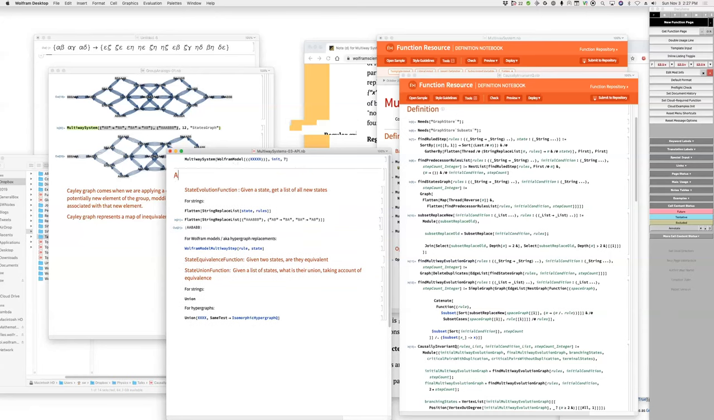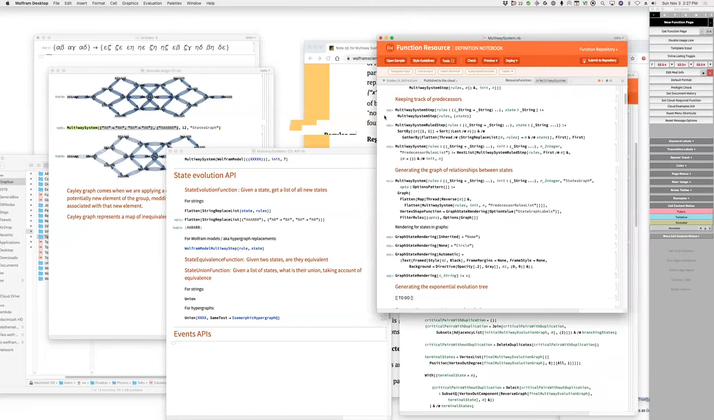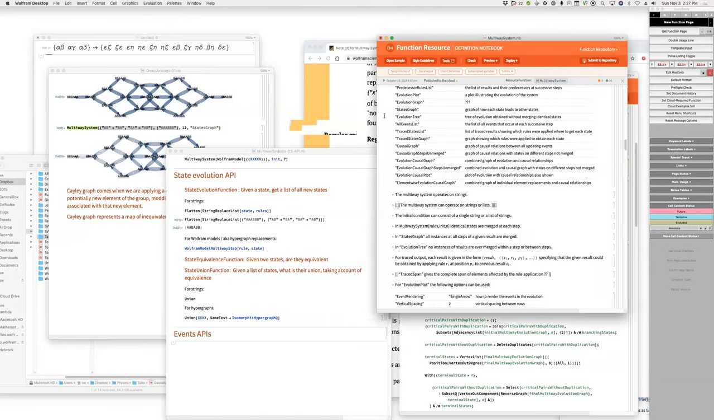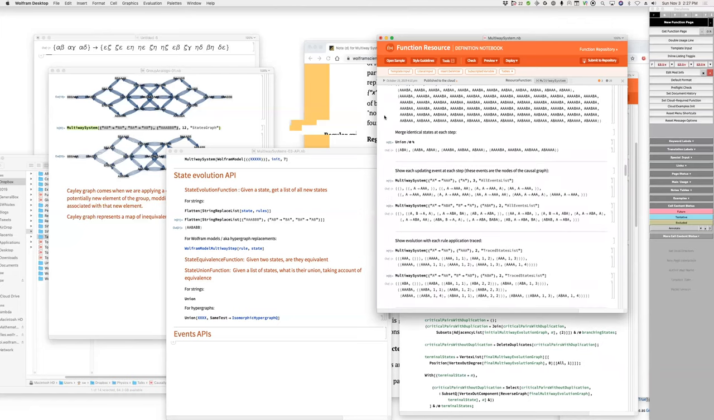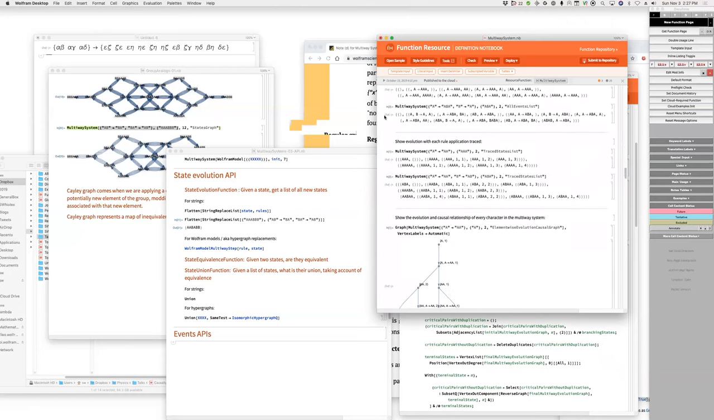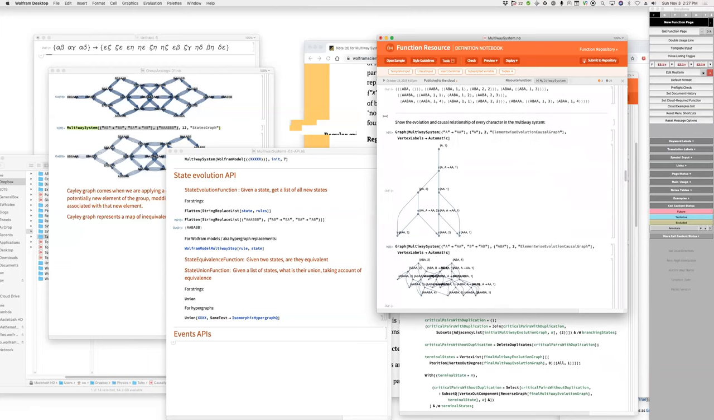Okay, so this is the basic evolution API. The next one is the causal API, well, events API. What is the events API? What does that look like? That's the thing with the traced evolution that we had down in the multiway system, right? Remember that? That's this thing here, I believe.